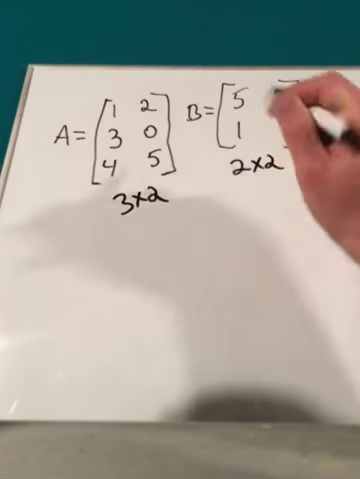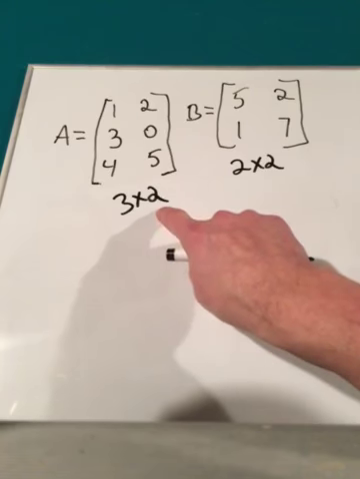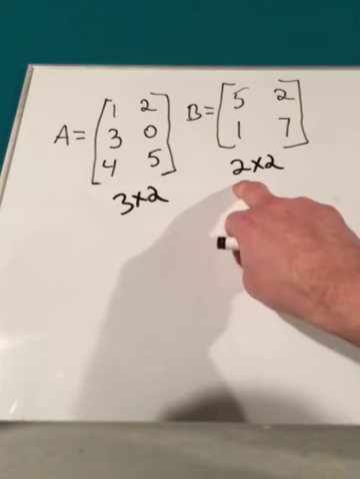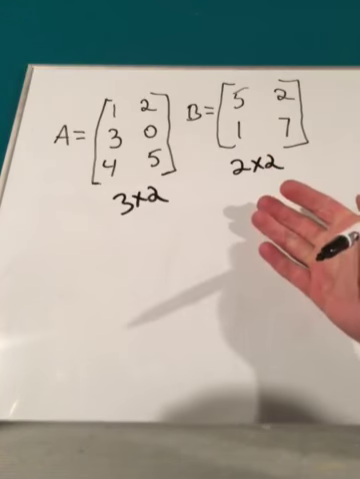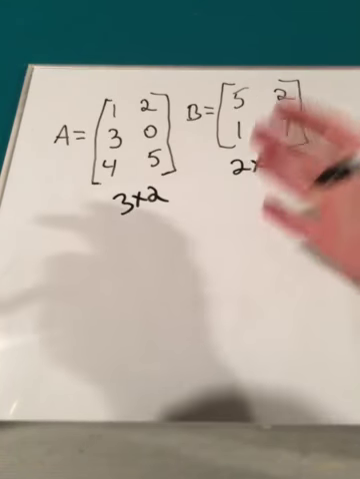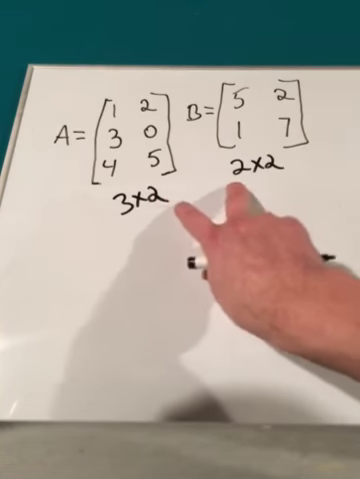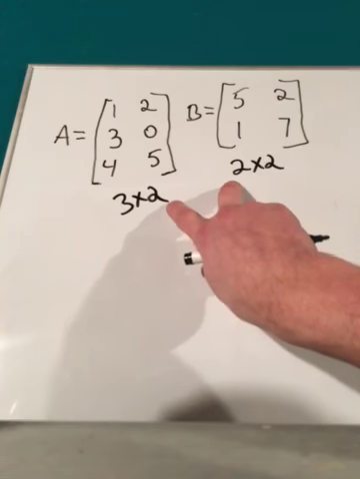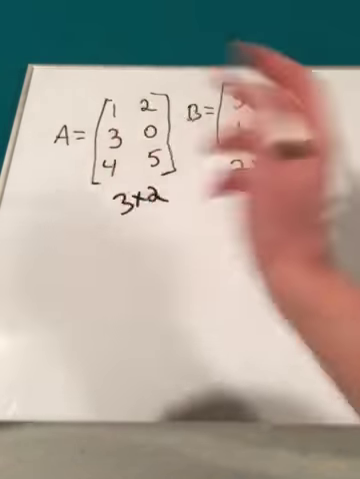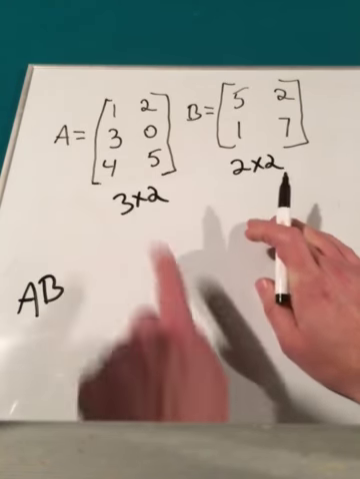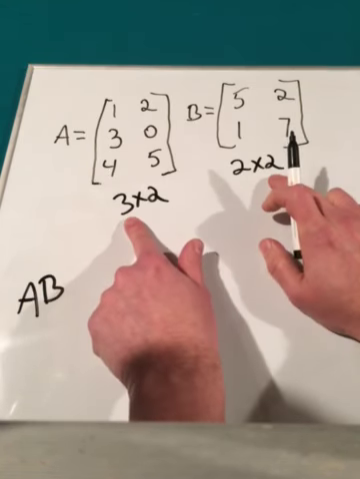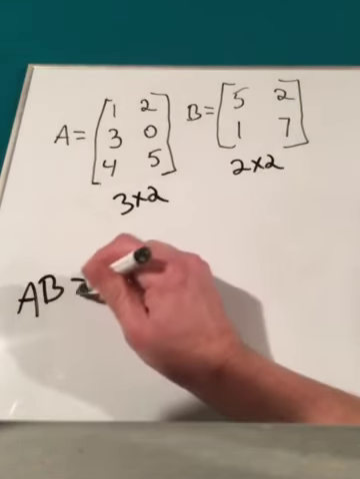So now if the columns of A match the rows of B, then we can actually do the multiplication. Then it's defined. So we just look at these inner numbers, and yeah, they match. They're both 2, right? And then what we're going to get, the AB, is going to be the outer numbers. It's going to be a 3 by 2 matrix.